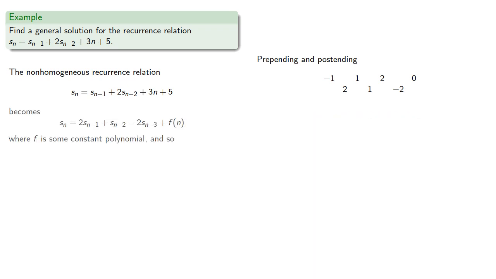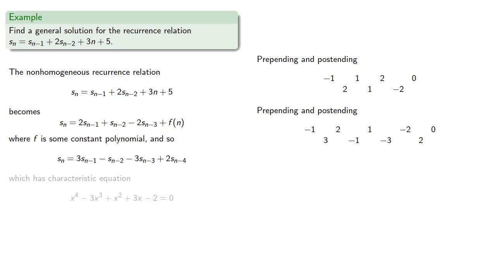And so this becomes a new recurrence relation where f is some constant polynomial because we started with a linear polynomial. And again, we can set down our coefficients, prepend with a negative 1 and postpend with a 0, find our differences, and get another recurrence relation where we've gone from a constant term and eliminated it. And so now we have a homogeneous recurrence relation, which has a characteristic equation.